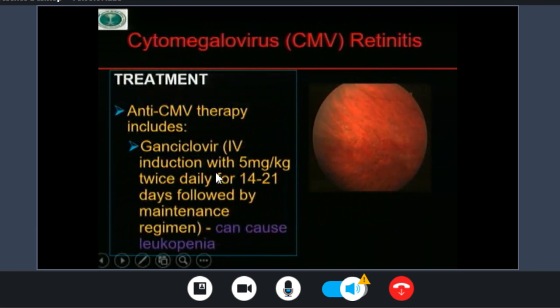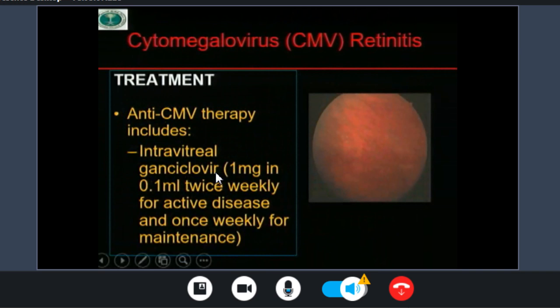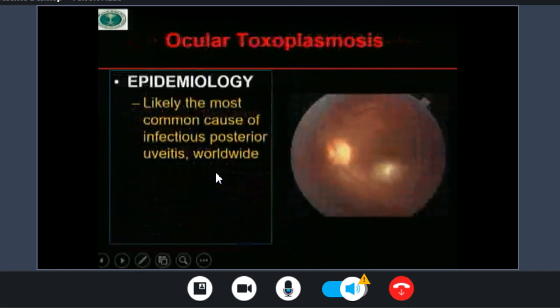In a patient with macular involvement, we start with intravenous ganciclovir induction with 5 milligrams per kg twice daily for 14 to 21 days, followed by maintenance regimens. This can cause leukopenia, so we have to check the complete blood count regularly in these patients. Intravitreal ganciclovir, as we mentioned previously, can be used twice per week for active disease and then once weekly for the maintenance dose. So it is a long treatment, not only a short treatment.